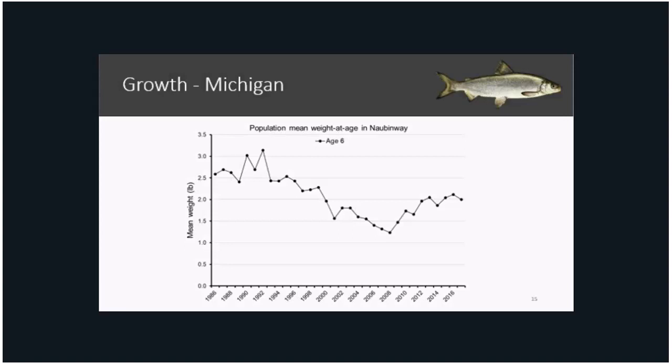Changes in growth matter a lot when you start to think about management and managing fisheries. Commercial fishers sell fish by weight. So if fish go from a 3-pound average to a 1.5-pound average, you've got to catch twice as many fish to sell the same weight. Smaller fish, though, at the market are worth less per pound.